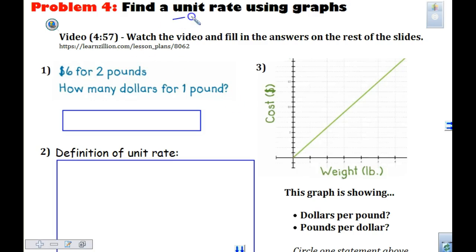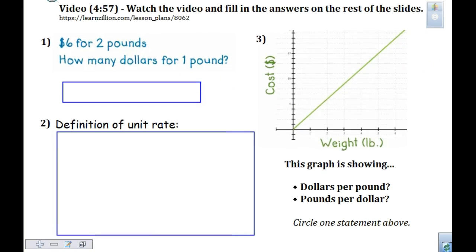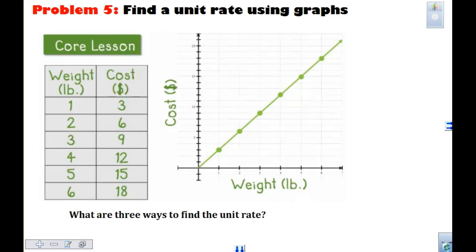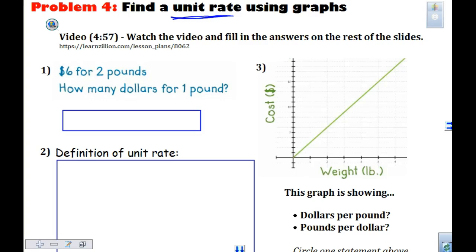So the key thing is we are looking at a unit rate using the graphs. So they kind of start with, okay, how many, and what is this graph showing? On this page, you're going to define what a unit rate is, and afterwards I'll put this up so if you don't get it written down, you can copy it. You should be able to answer this one. And then it asks what the graph is showing. Is it showing dollars per pounds or pounds per dollar? You're going to circle one of those. And you will fill in the rest of your notes that go through the end, okay?